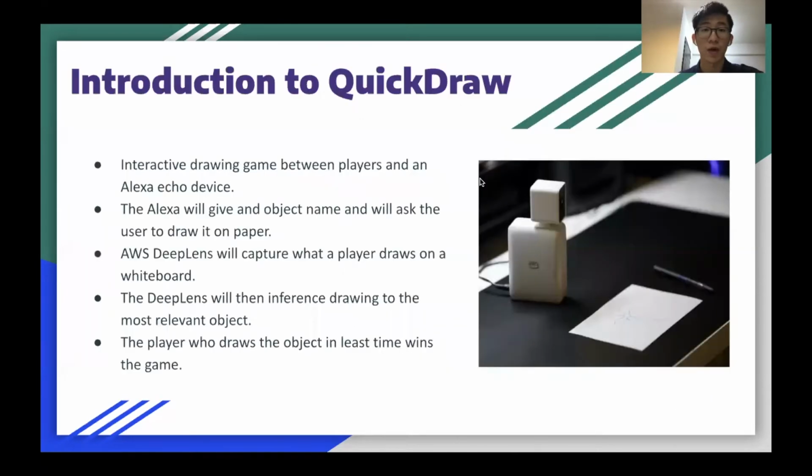And let's talk about the QuickDraw game. In the QuickDraw game, we will use the Alexa Echo as an interface to interact with the players. It will tell the players the game rule and lead the players step by step. It will also assign what object the players should draw, and then the DeepLens will capture what the players draw on the whiteboard. Our model will start the detection work to tell if the player drew the right object or not. The player who draws the object in less time and with more accuracy will win the game.